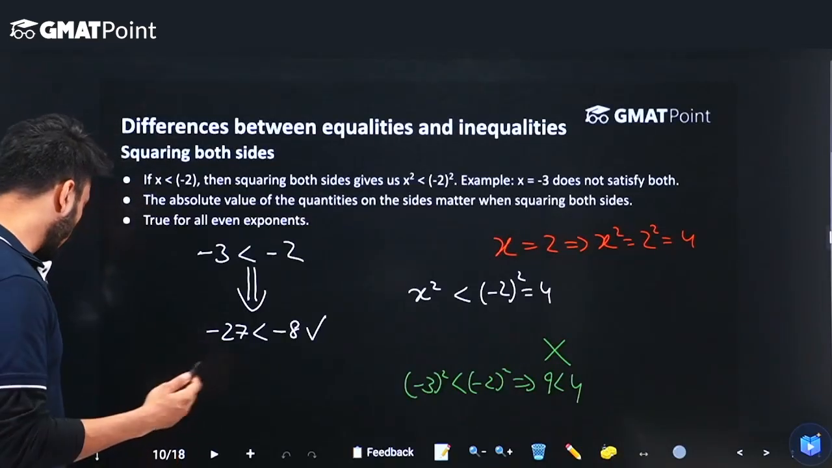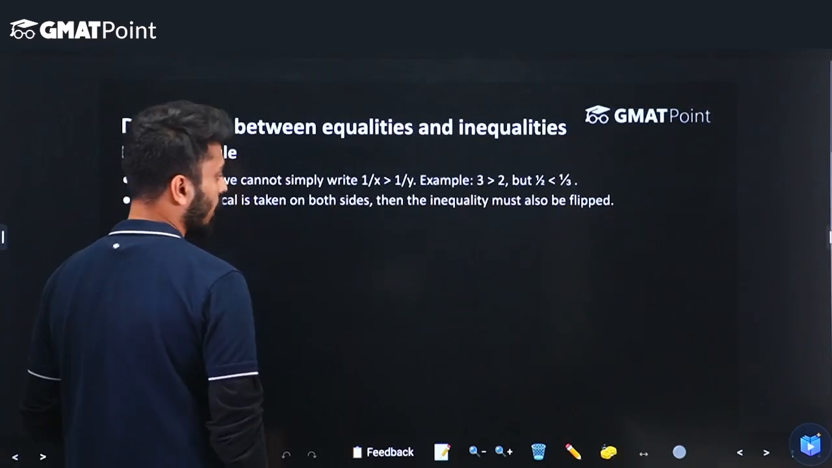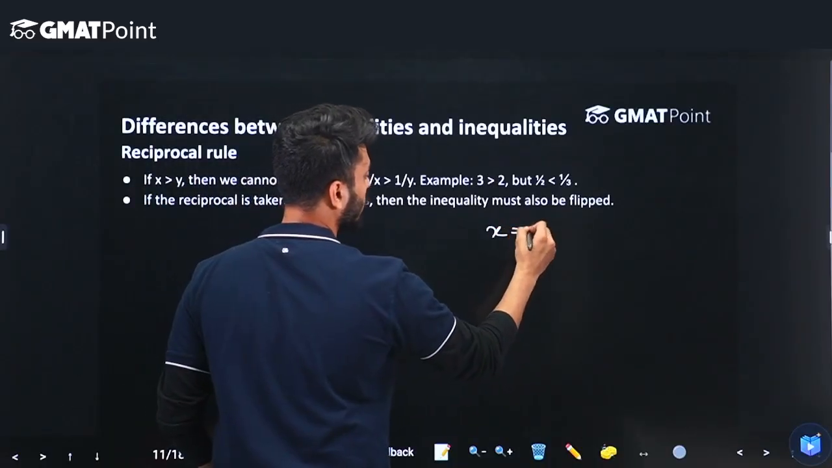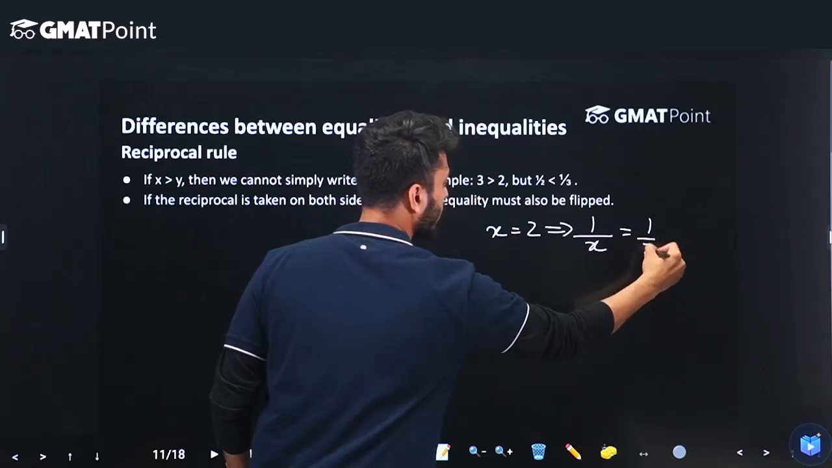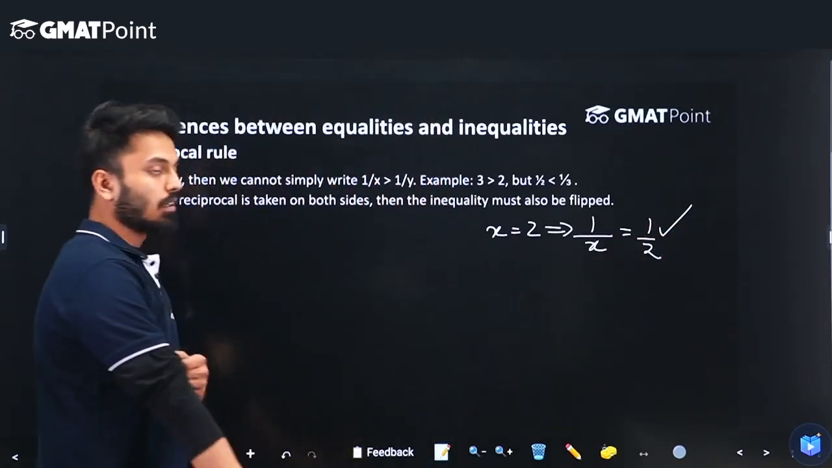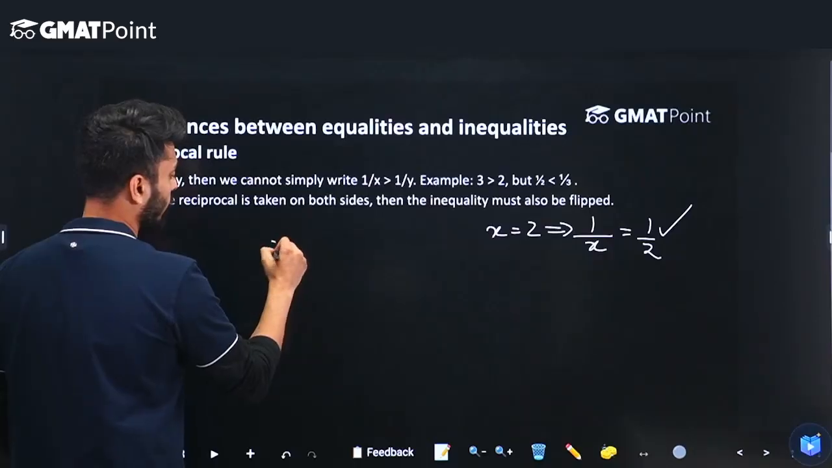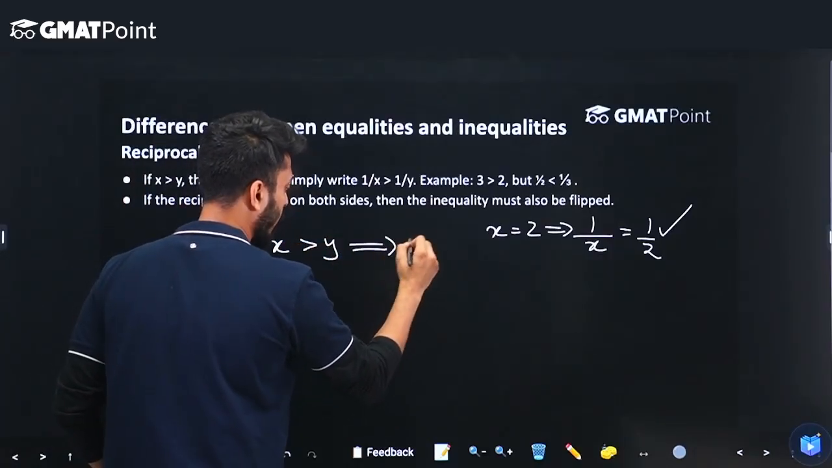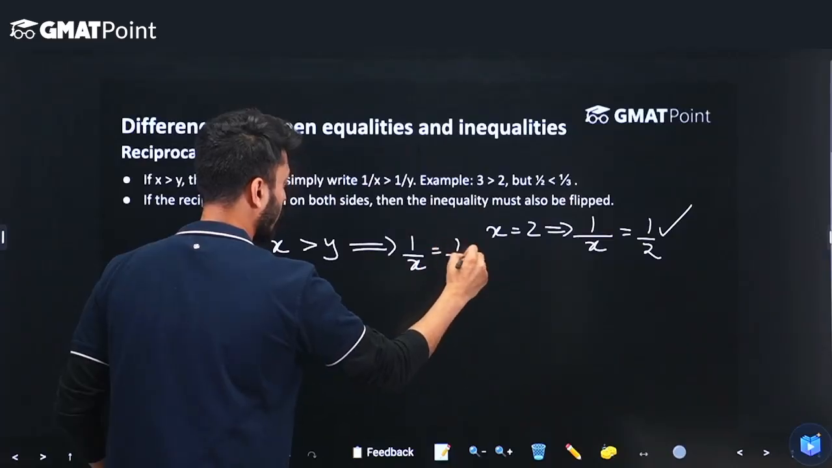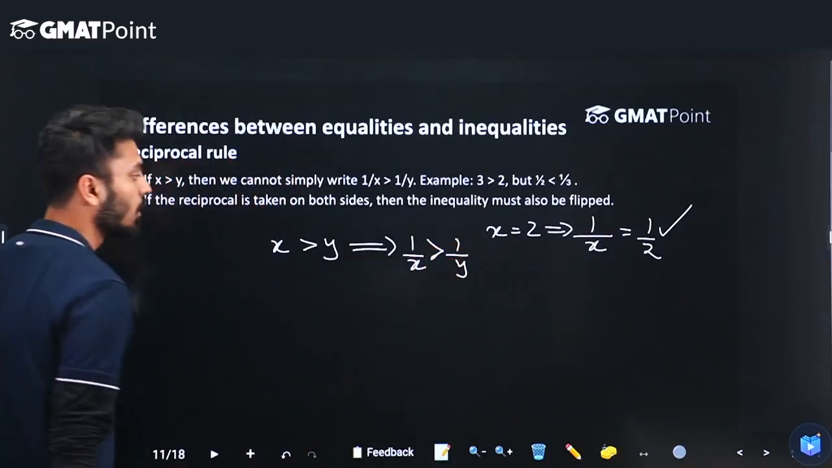Let's look at the next rule and also the last rule for now, which is the reciprocal rule. Again, in an equation, if I have x equals 2, I can simply flip both sides as fractions and write this, and this is completely valid. This again is not true for an inequality. So for example, if I have x greater than y, I cannot simply write 1 by x is greater than 1 by y.